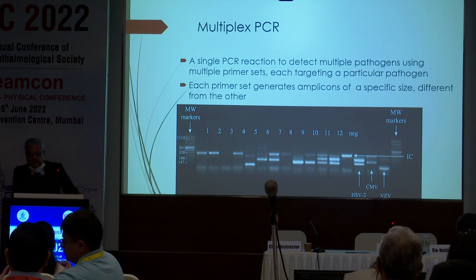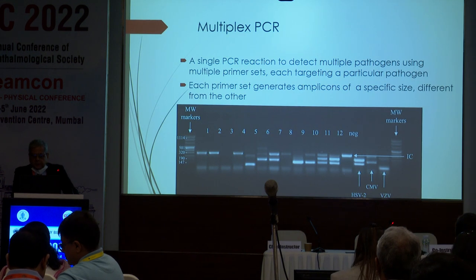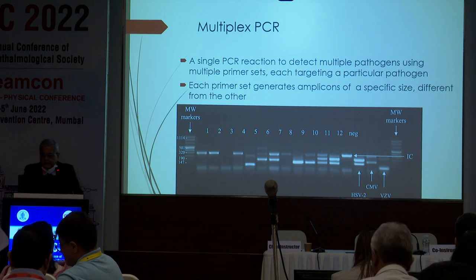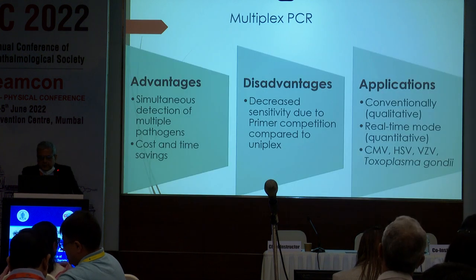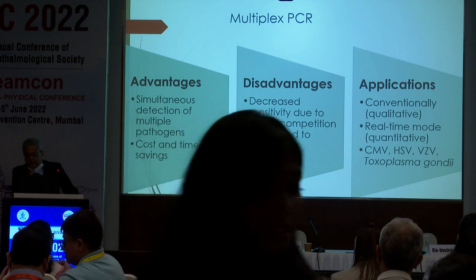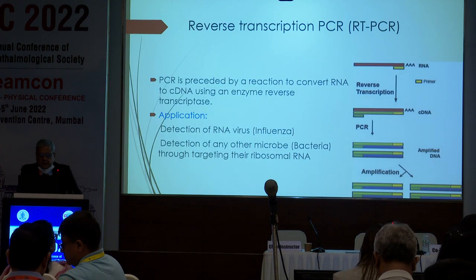Multiplex PCR can be used in a single PCR reaction to detect multiple pathogens using multiple primer sets, each targeting a particular pathogen. Each primer set generates an amplification of a specific size, different from each other. The advantage is simultaneous detection of multiple pathogens, but it decreases the sensitivity due to primer competition compared to uniplex. Conventionally, in real-time PCR and reverse transcriptase PCR, RNA is first converted to DNA, and then it goes to amplification of the same.